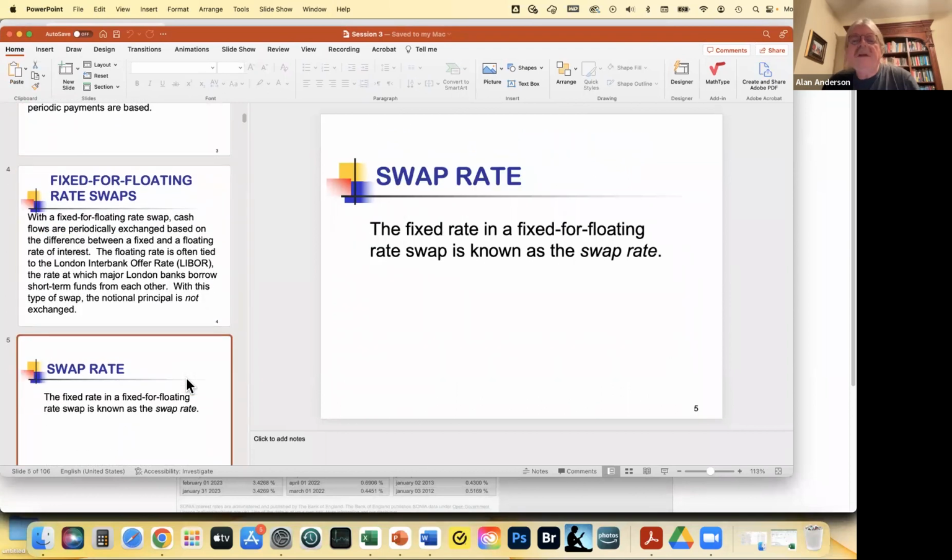Now, because we typically have a fixed and a floating rate of interest, the fixed side is often called the swap rate. Okay, you hear that used in Hull's book. The word swap rate is the fixed rate side because that's the number that applies throughout the entire history of the swap, whereas the floating rate will change pretty regularly. So the word swap rate indicates the fixed rate.